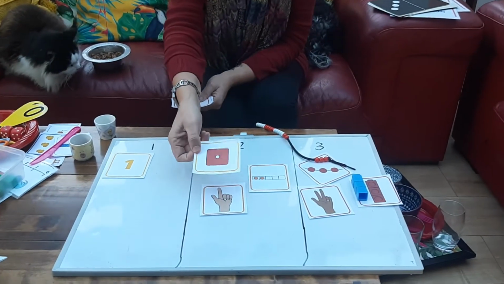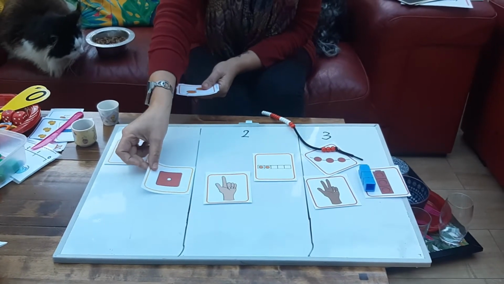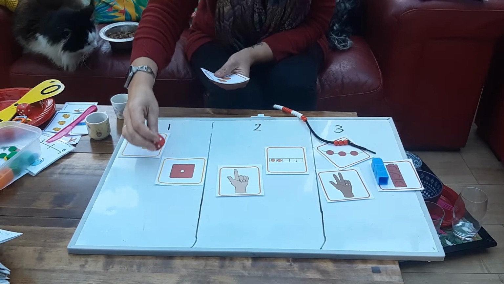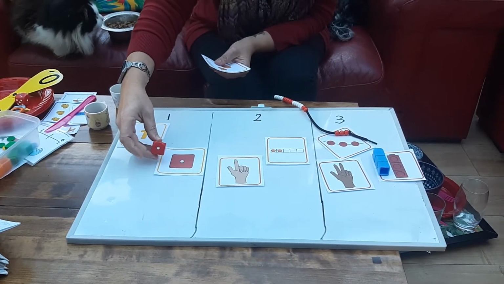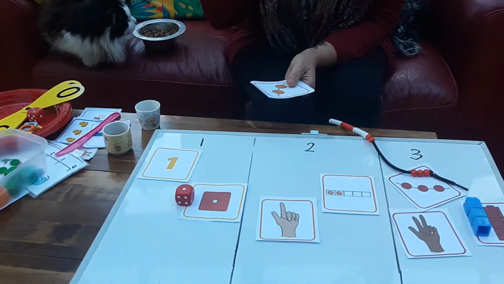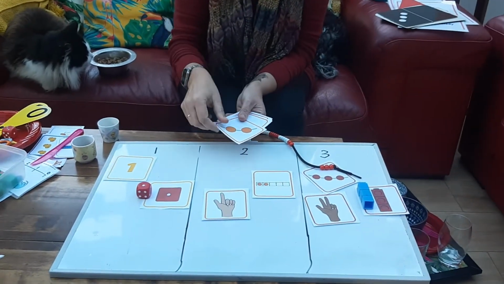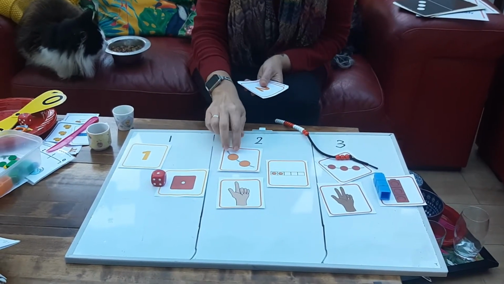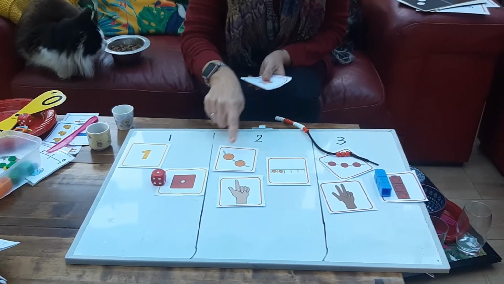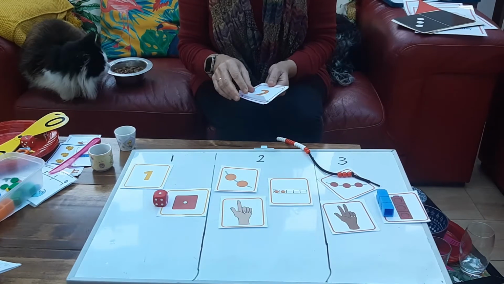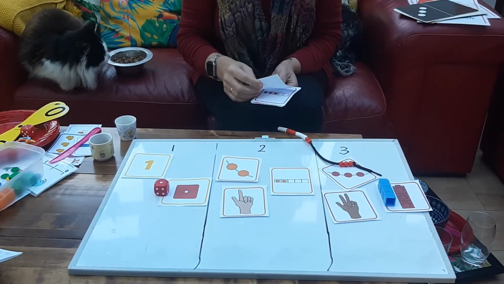How many spots are on the dice? Just 1. And here's a dice with just 1 spot. Can you see it? And 2. 1, 2 beads. 2 beads. It's 1 less than 3. I'd have to take 1 bead off there to make 2.